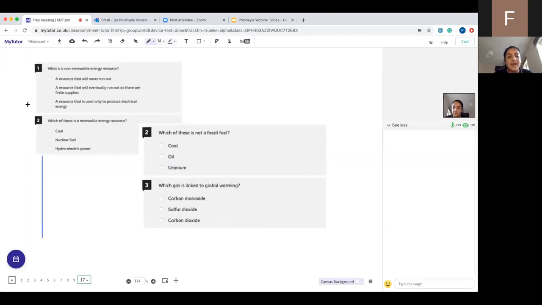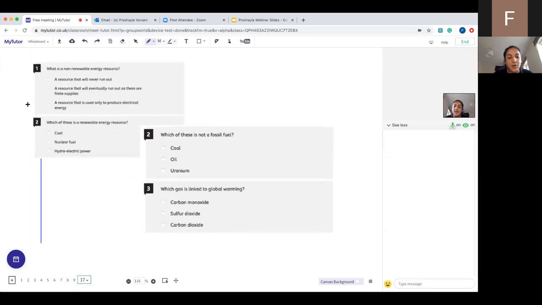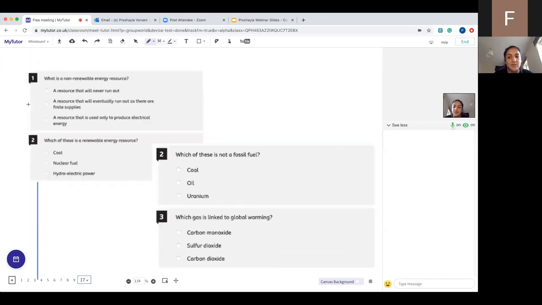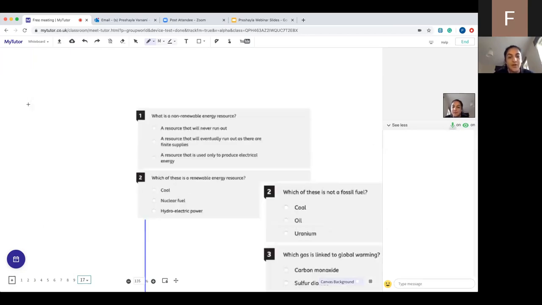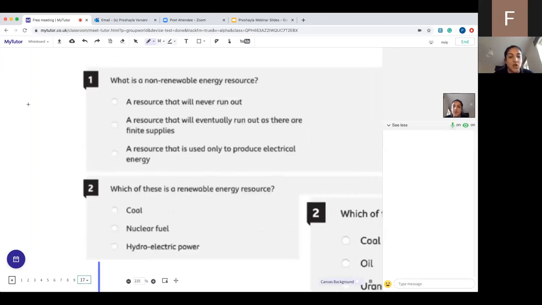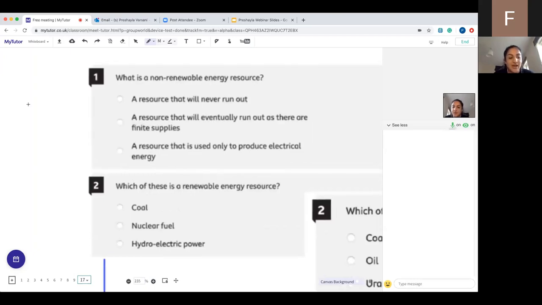Okay, so let's move on to our questions. We've got lots of time for questions today, which is great. Could you please answer, first of all, these two questions? What is a non-renewable energy resource, and which of these is a renewable energy resource? Put your answers in the chat.